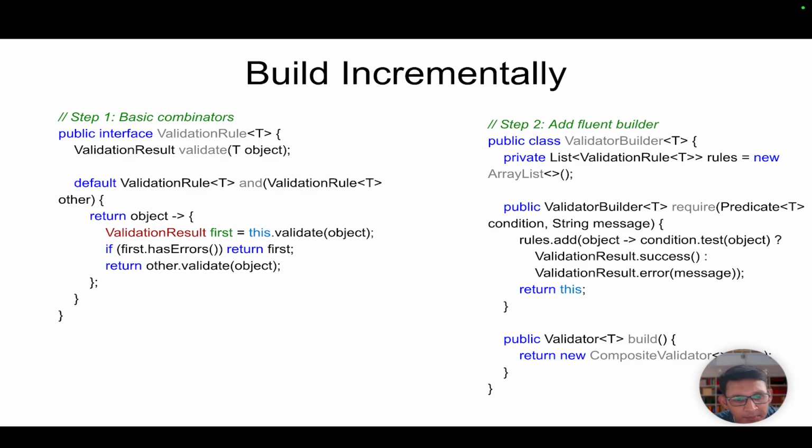Then you can add a fluent builder pattern for the domain abstraction layer. The require method creates a validation rule from a predicate and an error message, adds it to the list, and returns this for chaining. The build method combines all the rules into a single validator.